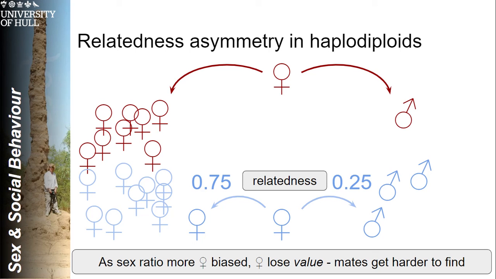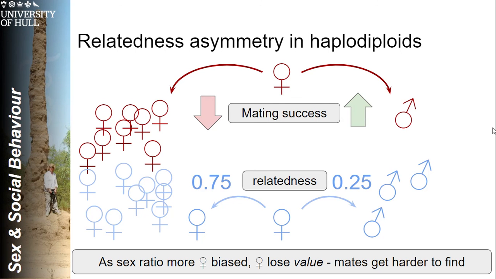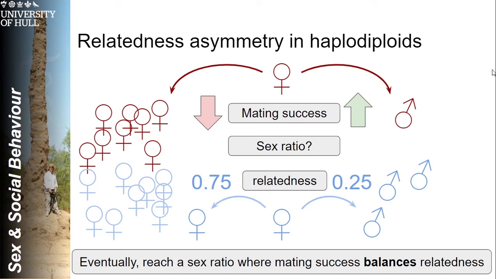So as the sex ratio gets more and more female biased, fewer and fewer females mate. The mating success of those males is going to be dramatically increased because they can find tons and tons of females to mate with. The mating success of each female is going to be decreased because there's fewer and fewer males to go around. Eventually, there's going to be a sex ratio reached at which the value of males is sufficiently elevated to balance out the value of females. What is that sex ratio? Eventually, you reach a sex ratio where mating success balances the relatedness asymmetry.